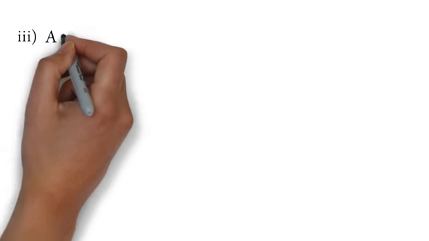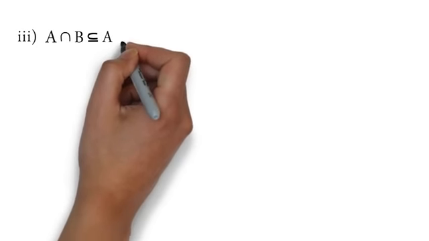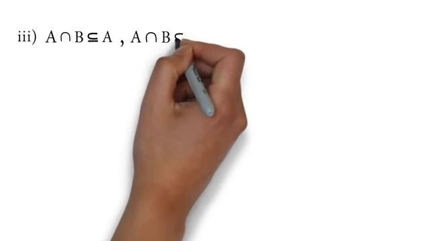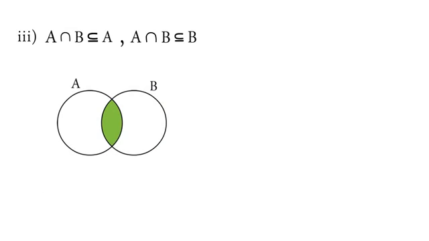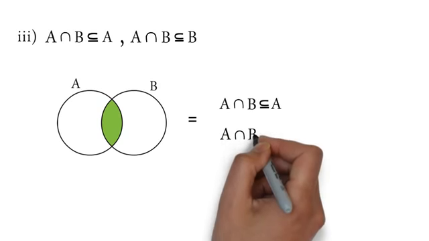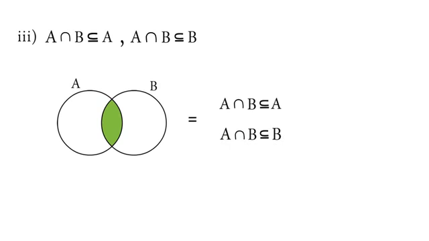Third, A intersection B is a subset of A and thus A intersection B is a subset of B. Here, the shaded part is A intersection B and it resides inside the set A. Hence, A intersection B is a subset of A. Similarly, A intersection B is a subset of B.